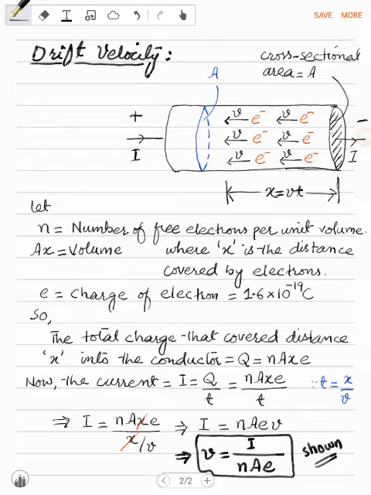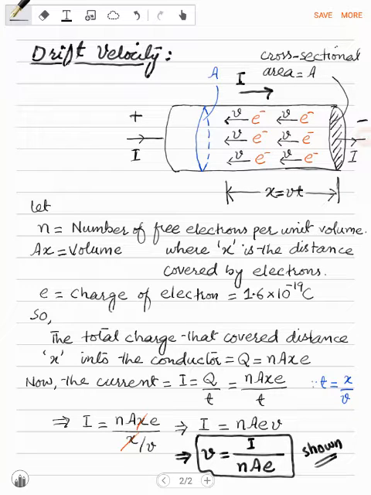Students, this is a derivation of the drift velocity, which is very easy to understand. We are considering here a conductor in which the electrons are moving from right to left, because we have connected the left side of this conductor to the positive terminal of the battery, and the right side of the conductor to the negative terminal of the battery. So the direction of conventional current will be from left to right, which is already shown in the diagram.